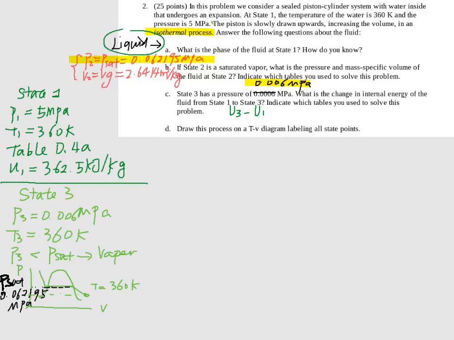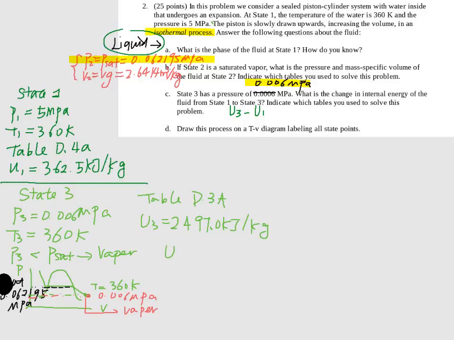I'm going to change the color because it's probably hard to see. So this is our pressure here at 0.006 megapascal. So that's in a vapor phase. Okay? So since it's a vapor phase, that tells us we're going to look at a vapor table. So if you go to table D.3a, and at temperature equal to 360 K, you should find the internal energy for state 3 is equal to 2,497 kilojoule per kilogram.